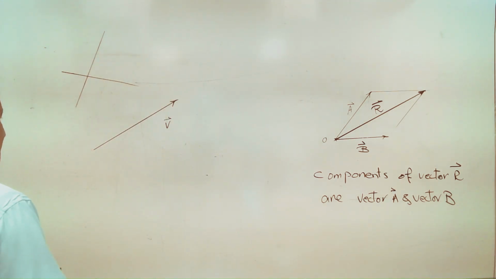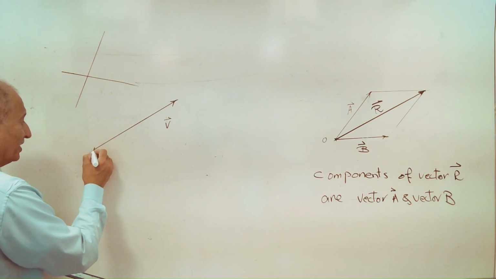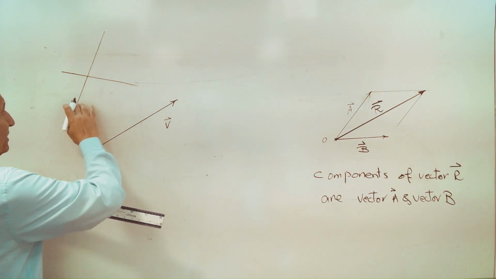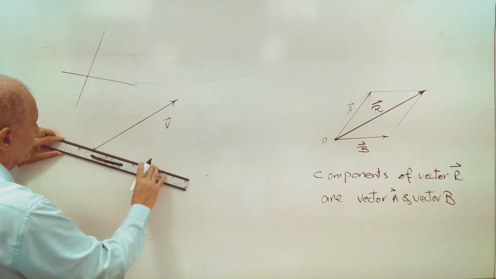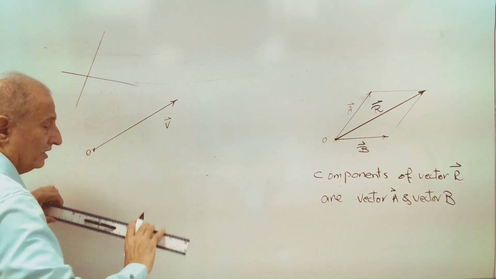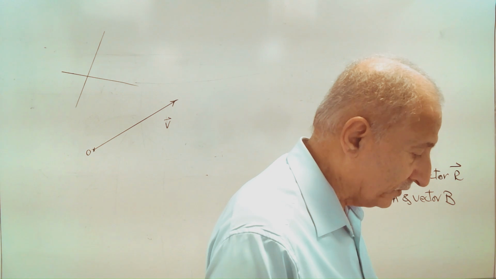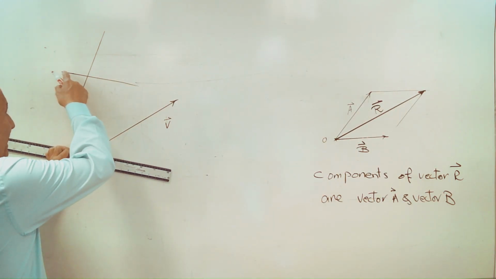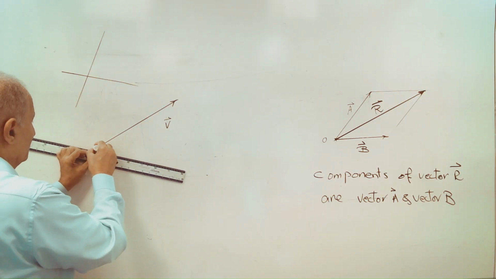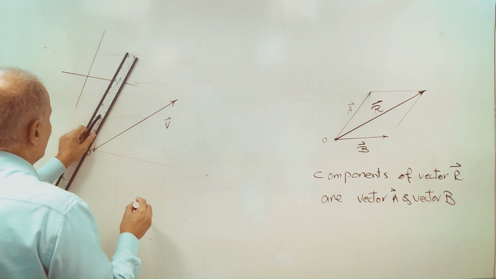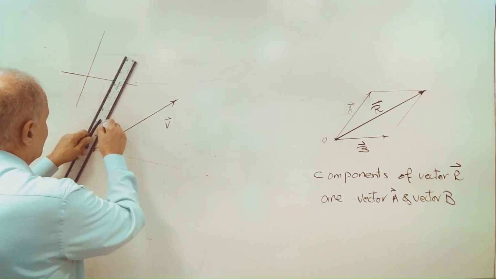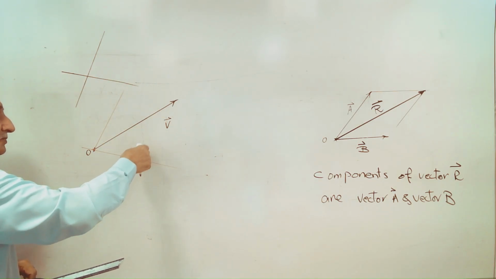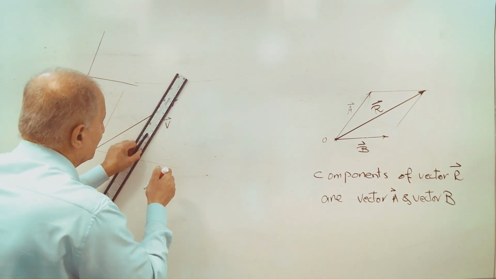You have to find the tail of this vector, consider the tail of this vector as point O, and draw two lines parallel to these directions. One line here, let's show them in different colors. A line parallel to this one, and a line parallel to this one. And from the head of the vector, draw two lines parallel to these directions as well.